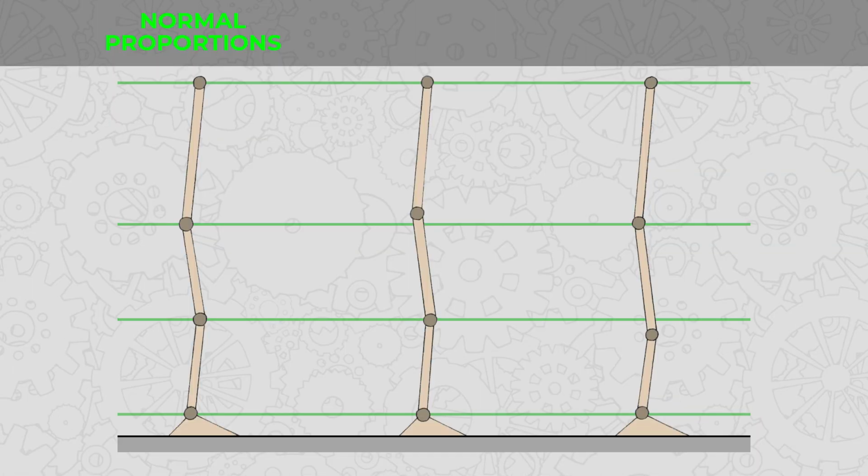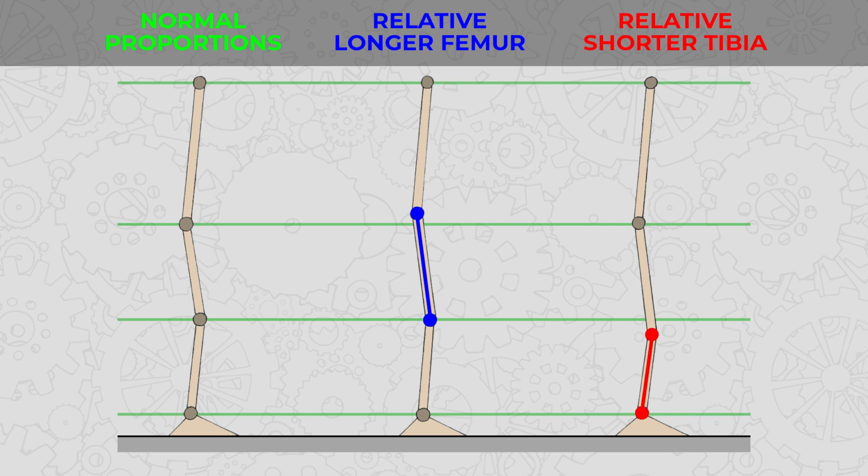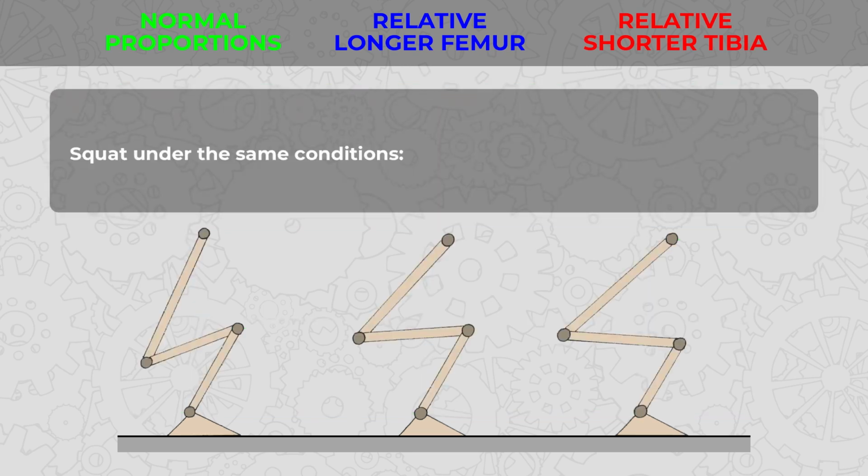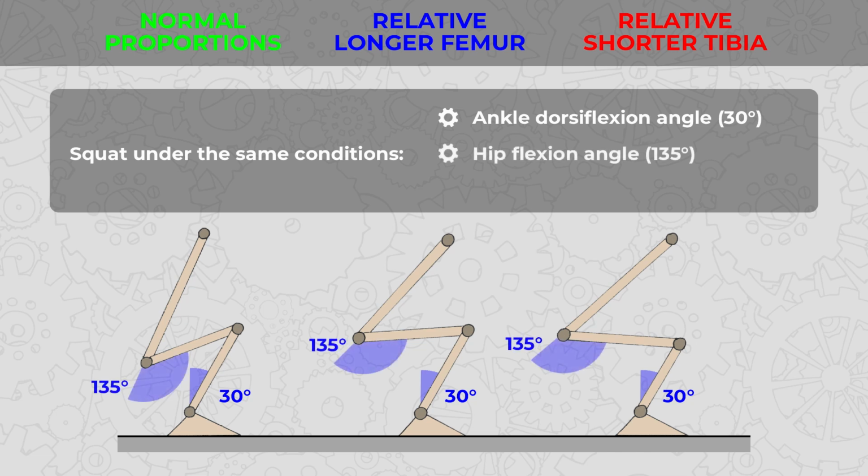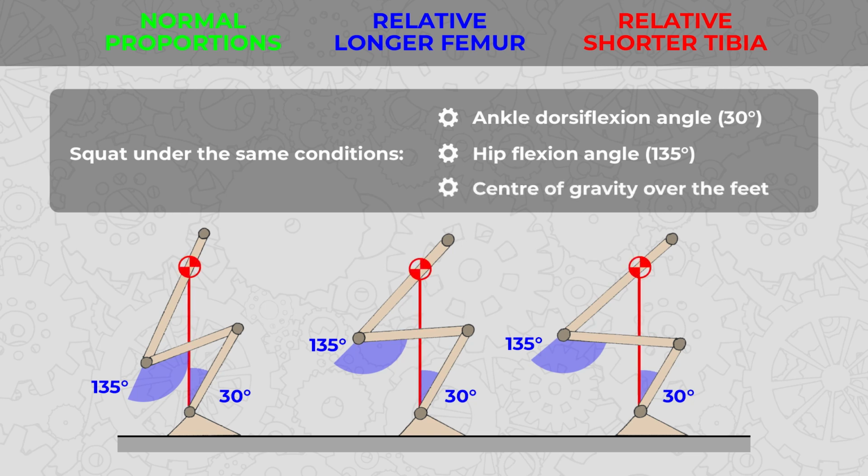Regarding body proportion, people with a relatively longer femur with respect to the trunk, or a shorter tibia with respect to the femur and the trunk, may have a problem squatting low without leaning forward, even with the same movement ability as a person with standard proportions. To maintain balance during the movement, the projection of the body's center of mass needs to remain inside the base of support created by the feet.